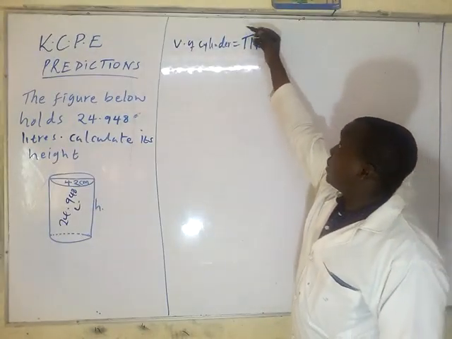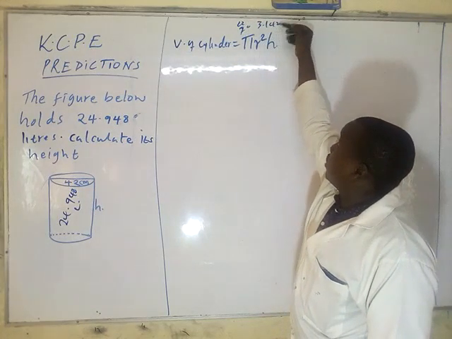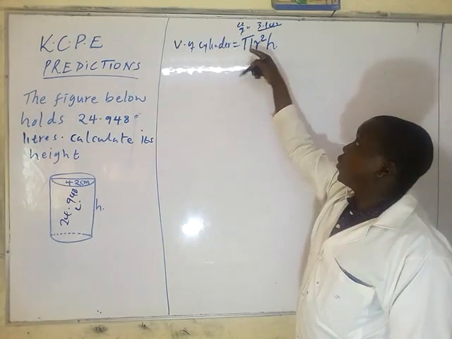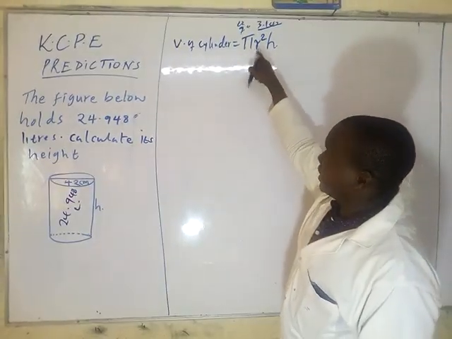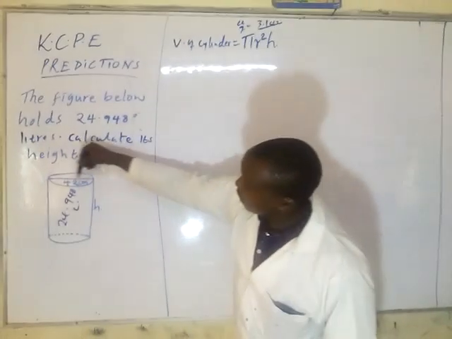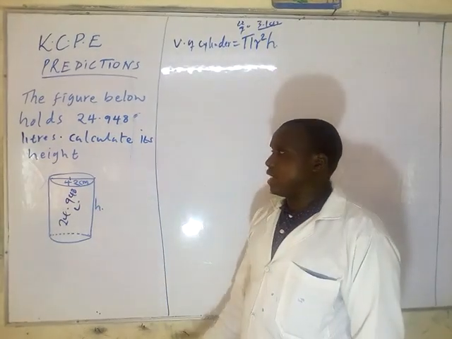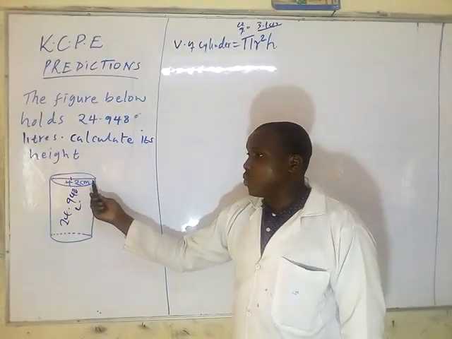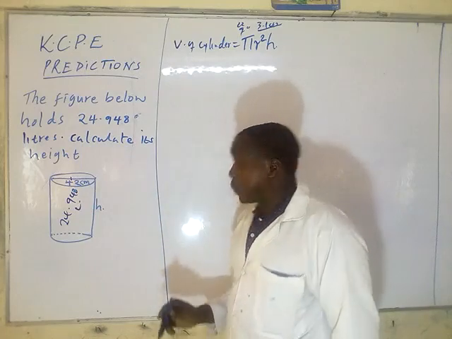Pi is always 22/7 or 3.14 or whichever it is, so we will always use the one provided to us. Now the radius: you should know that from here up to here is the diameter, and up to the center is the radius. Now if the diameter is 42, then the radius is 21. Very simple concepts that you must know.